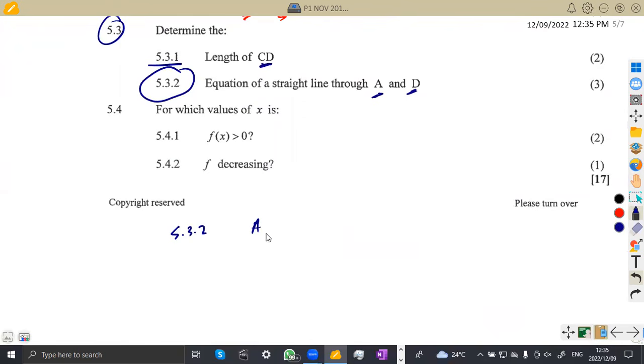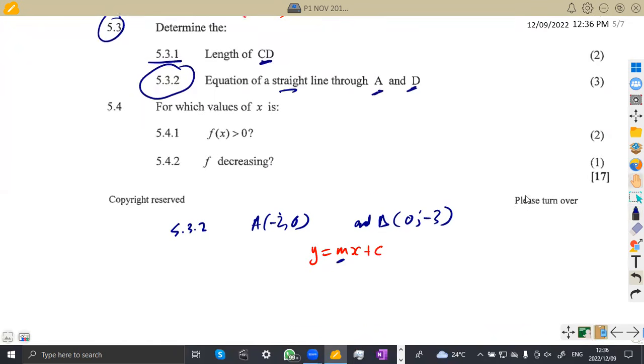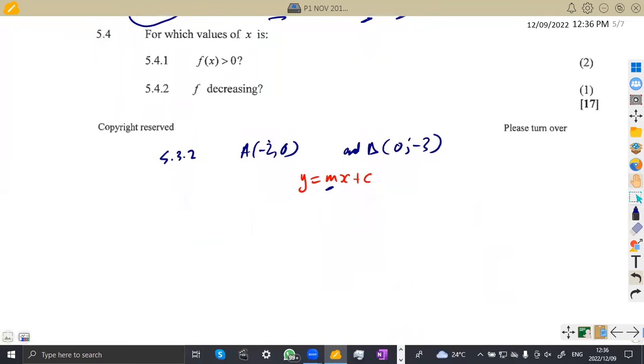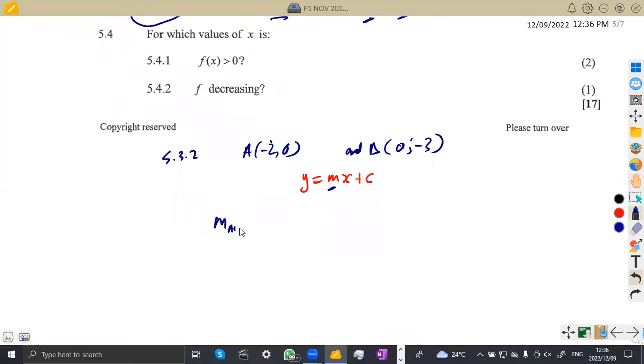So the point A, we had it as negative 2, 0, and we agreed that the point D is 0, negative 3. So this is the equation of a straight line, which we know is given by the formula y is equal to mx plus c. So there's a definite need for you to find the gradient. Yeah, we need to find m, which is the gradient. So the gradient of line AD can be taken from the points x1, y1, x2, y2, which is the formula: the increase in y, that is y2 minus y1 over x2 minus x1.